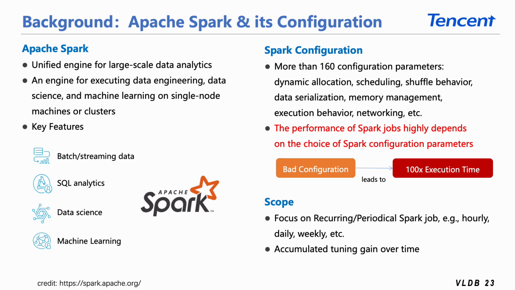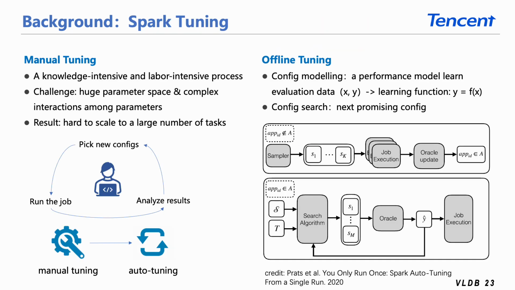In this work, we focus on tuning the periodical Spark job, which occupy a large proportion of Spark jobs in production. It's difficult to manually tune the configuration parameters of a Spark task due to huge configuration space and complex interactions among parameters. In addition, manual tuning is usually time-consuming and labor-intensive, and thus is hard to scale to a large number of tasks. Recent studies propose to utilize auto-tuning techniques to optimize the Spark parameters.